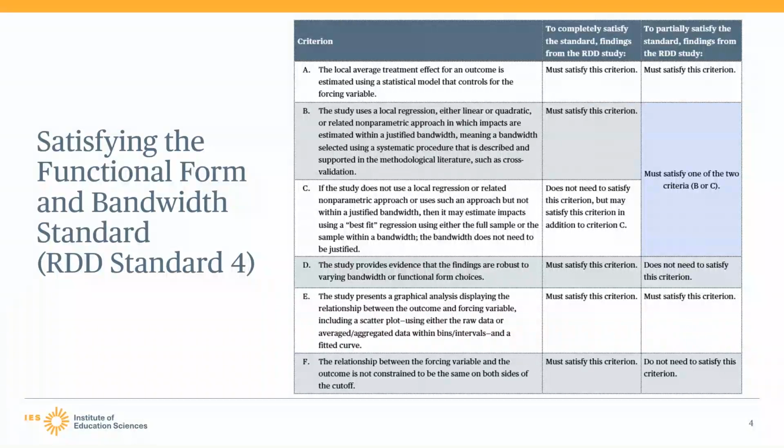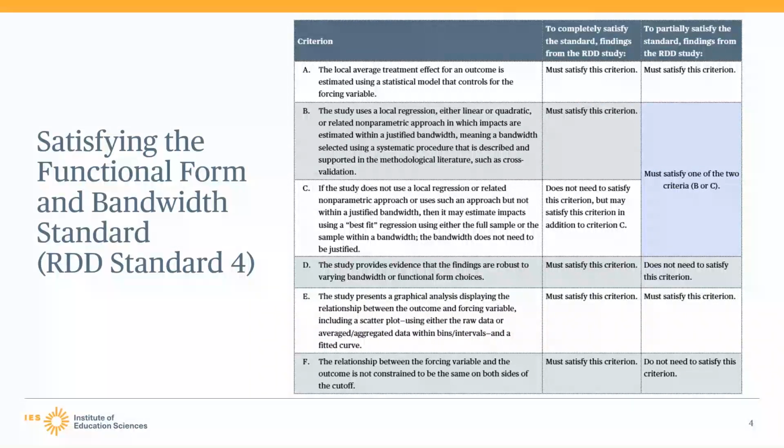To partially satisfy the standard, an RDD study must report a local average treatment effect using a model that controls for the forcing variable. Additionally, the study must either use a local regression with a justified bandwidth or a best fit regression. The best fit approach may use either the full sample or a sample within a specified, potentially unjustified bandwidth.